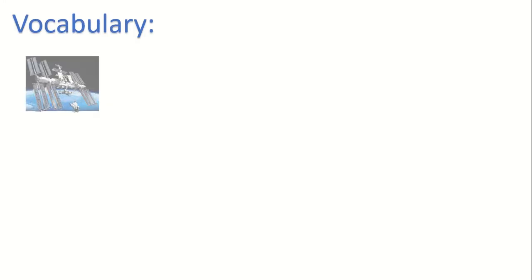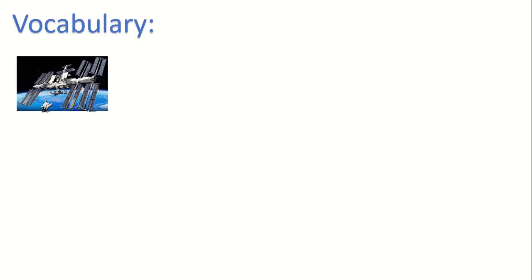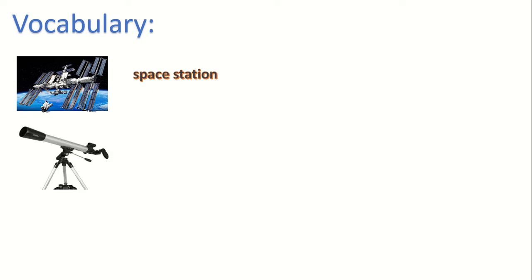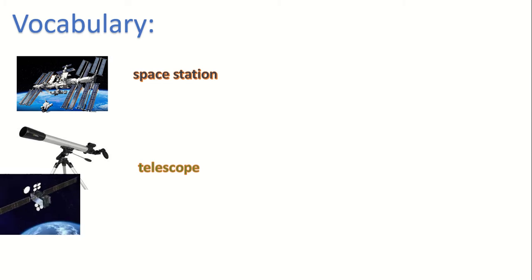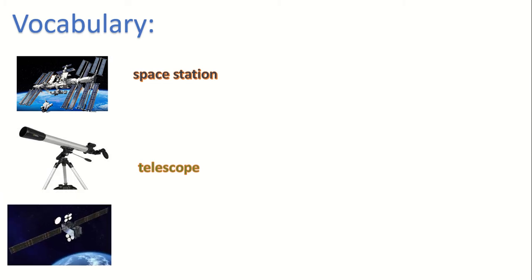Before we start our lesson, let's look at some important vocabulary that we are going to need. What is this? This is a space station. Space station. محطة فضائية. And this is a telescope. Telescope. And this one is a satellite. Satellite اللي هو القمر الصناعي.